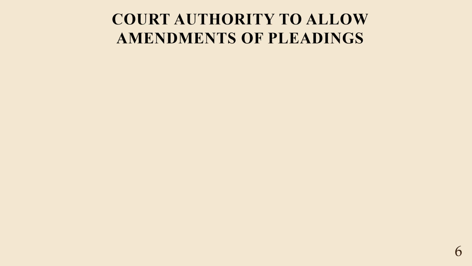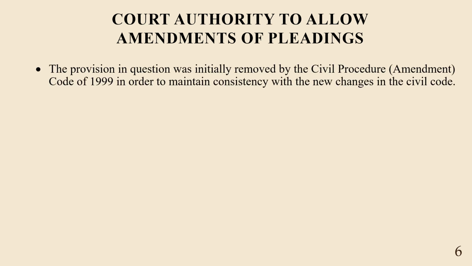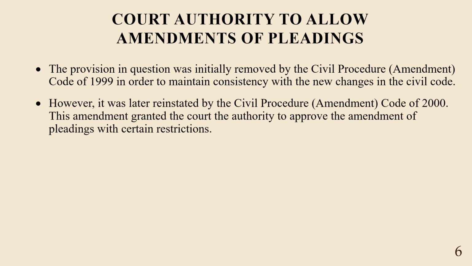Court's authority to allow amendment of pleadings. In 1999, the legislature, in order to avoid delay and to ensure expeditious disposal of suits, deleted the provision under Rule 17, Order 6 of CPC. However, it was reinstated by the Civil Procedure Code Amendment of 2000. The amendment granted the court the authority to approve the amendment of pleading with certain restrictions.